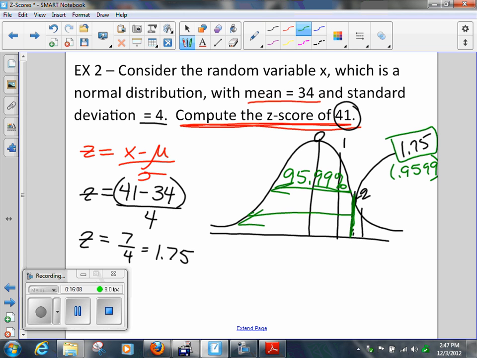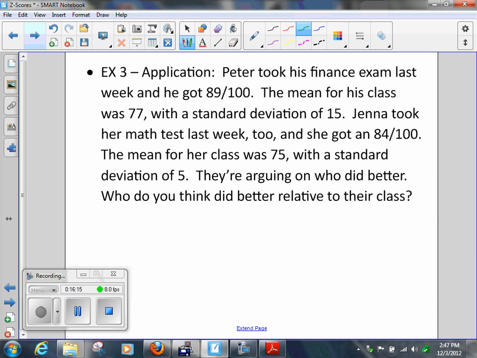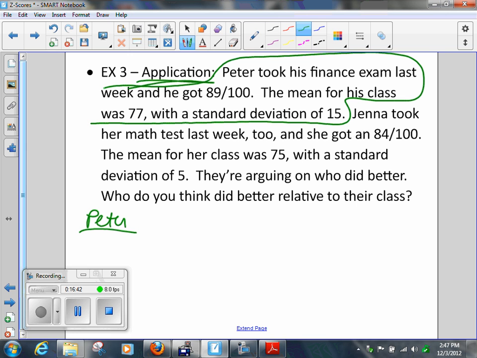Hit pause, see if you have a question. Think about what we did. Think about what we're looking at. Now we're looking at an application problem, folks, talking about a finance exam. And this is when we have to do two things. We're looking at an exam that Peter took. That was a finance exam, and he got a grade of an 89. The mean for his class was 77, standard deviation of 15. So that's all about Peter.